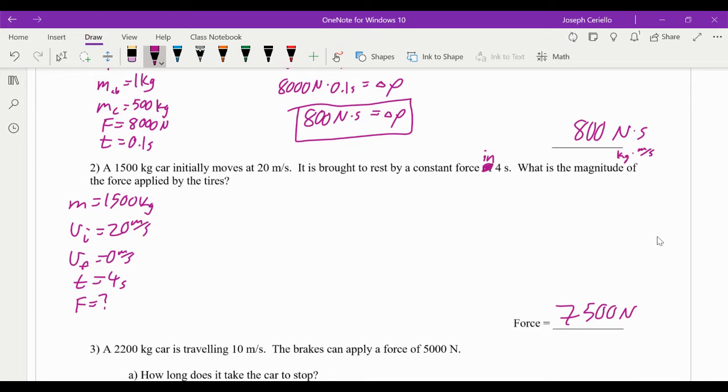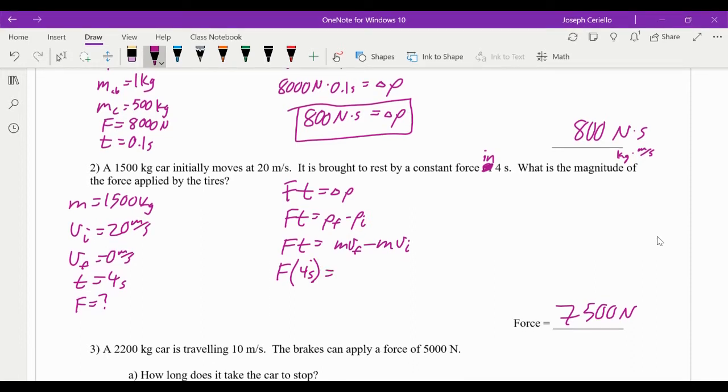So I think this one we're going to use Ft equals delta P. Now if you're saying, well, what do you mean delta P? Well, look at this. F times T equals P final minus P initial. F times T equals m V final minus m V initial. So let's see, we have F is our unknown. T is going to be 4 seconds.